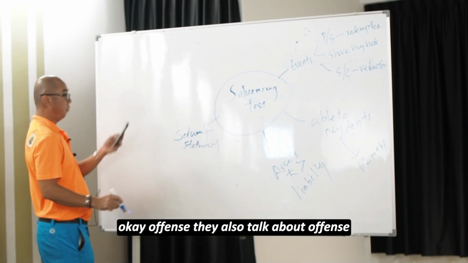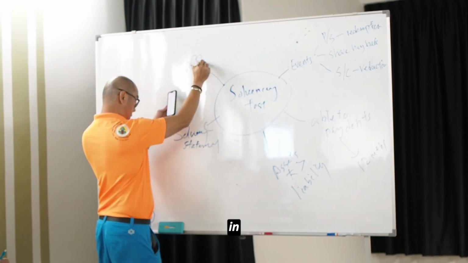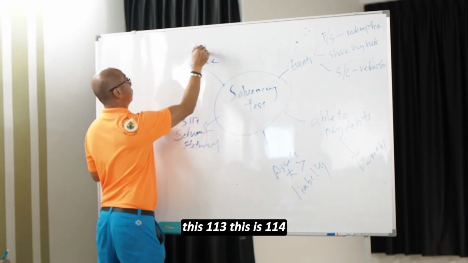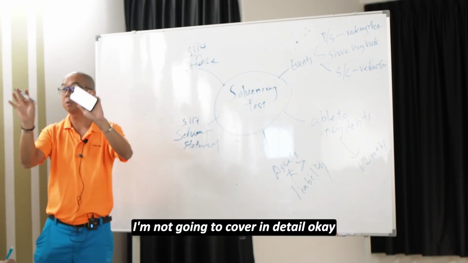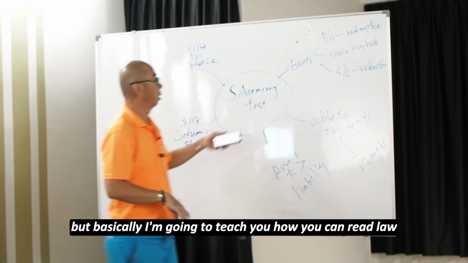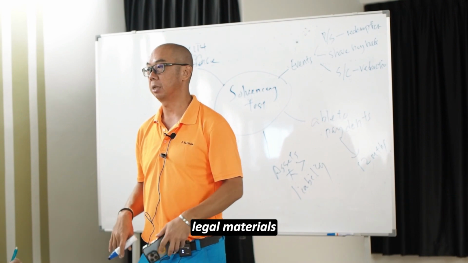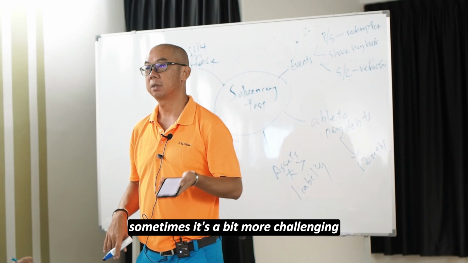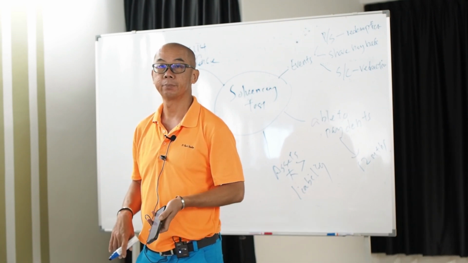Okay, offence. They also talk about offence in this 113, this is 114. So more or less, we're not going to cover in detail, okay? But basically I'm going to teach you how to read law, legal materials. Okay? It's a bit tough. Sometimes it's more challenging because of the way they write. Understand or not?